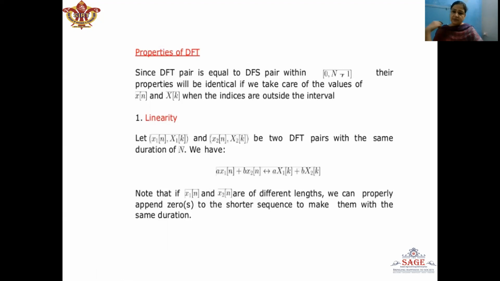Now, next we will discuss the properties of the DFT. The first property is the linearity property. According to the linearity property, when we have two discrete time signals x1[n], which has DFT X1[k], and x2[n], which has DFT X2[k], then for a x1[n] plus b x2[n], where a and b are two constants, the DFT of this sum is given by a X1[k] plus b X2[k]. That means it satisfies the superposition principle.